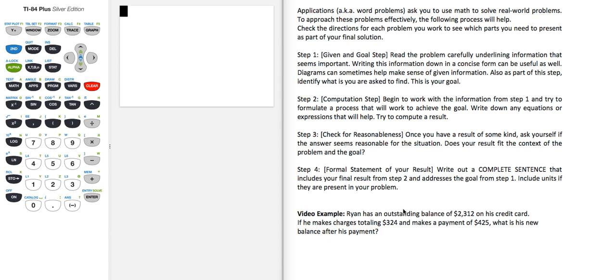Ryan has an outstanding balance of $2,312 on his credit card. If he makes charges totaling $324 and makes a payment of $425, what is his new balance after payment? So right away I see the goal is the balance after payment, and I see some given information. I'm going to go ahead and use the highlighter here, just so we can really see what's going on.